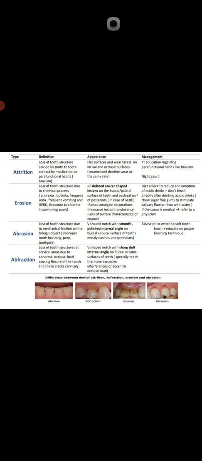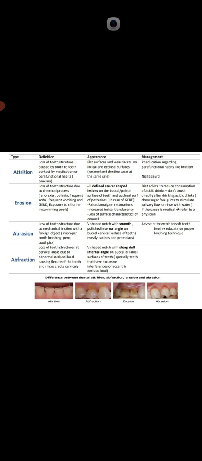The appearance will be a V-shaped notch with smooth polished internal angle on the buccal cervical area of teeth. Remember, abrasion occurs mostly on canines and premolars. This is an MCQ point. There will be a V-shaped notch with smooth polished internal angle.